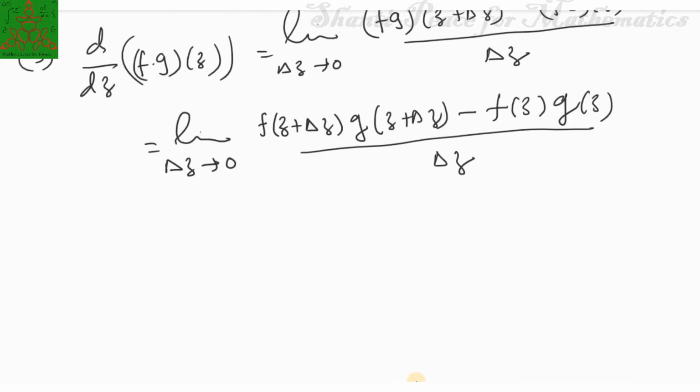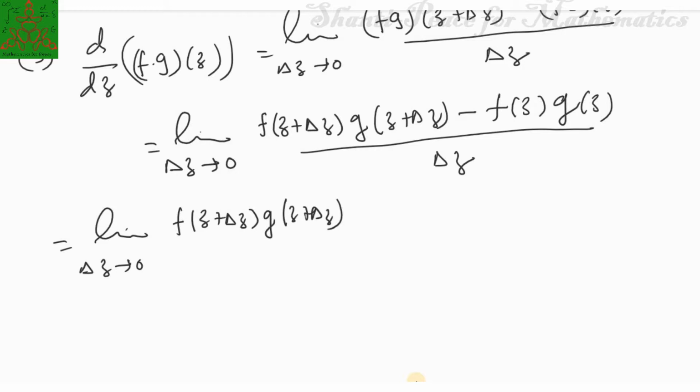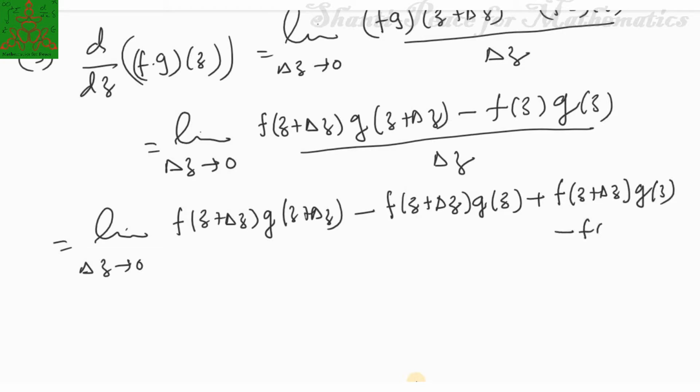Now you add and subtract some term here in between. So that is f of z plus delta z, g of z plus delta z as it is. I am adding a term and subtracting the term first: f of z plus delta z into g of z, and add this term also, f of z plus delta z into g of z, and the last term is as it is, f of z into g of z upon delta z.